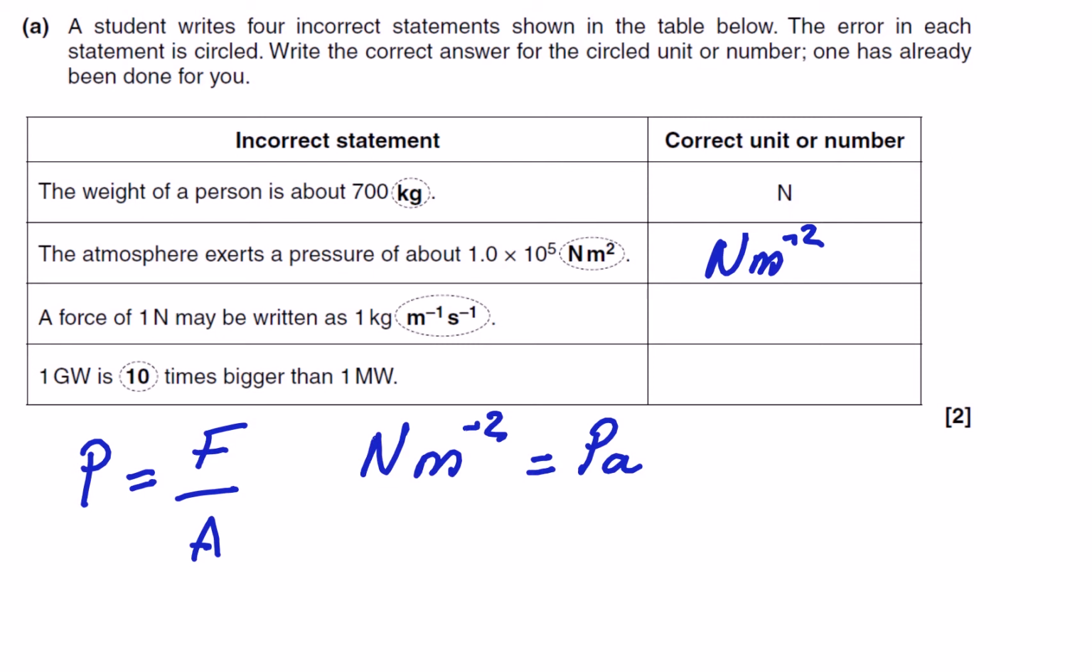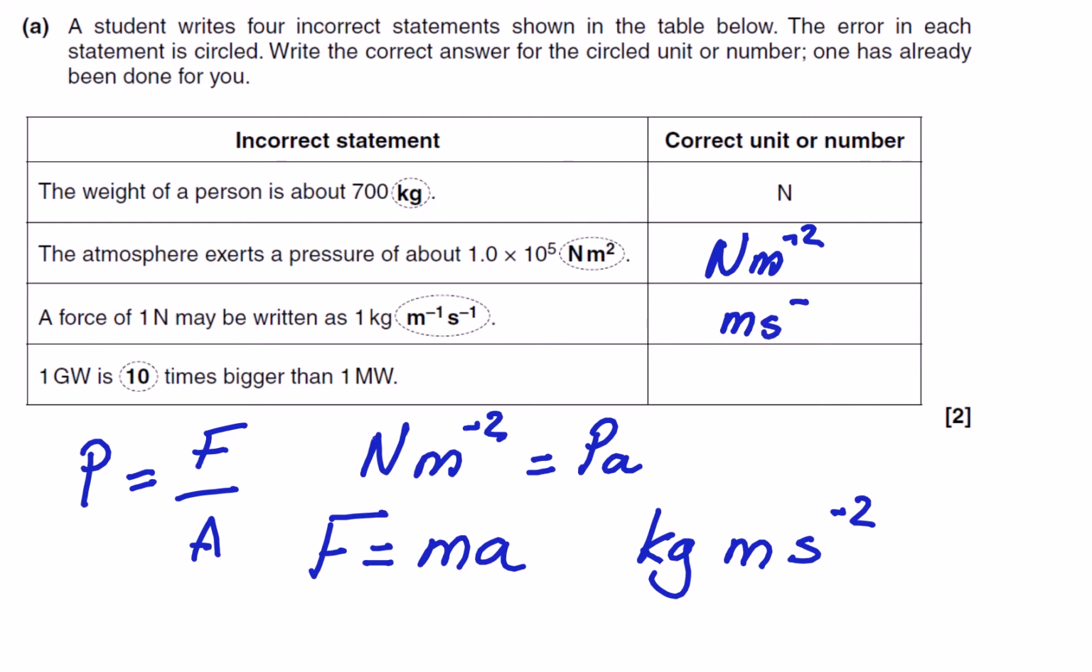Let's look at this third one then. A force of 1 Newton may be written as 1 kilogram, meters to the -1, seconds to the -1. Well, what's wrong with that? Again, the defining equation for a force strictly comes from momentum, but we'll go with ma. So the Newton is going to be a kilogram multiplied by the unit of acceleration, which is meters seconds to the -2. So that's what they're looking for there, meters seconds to the -2.